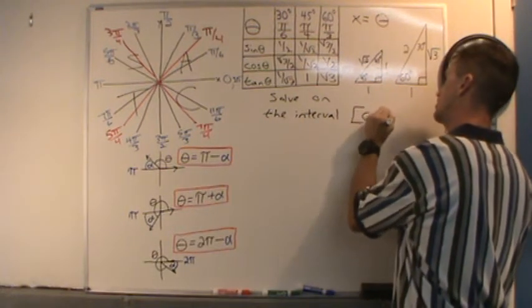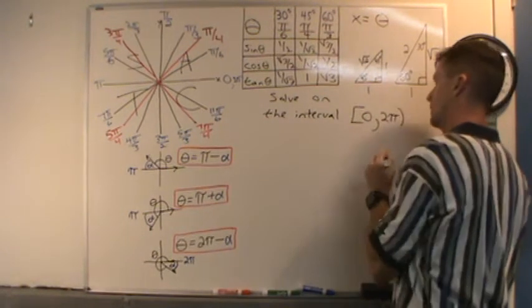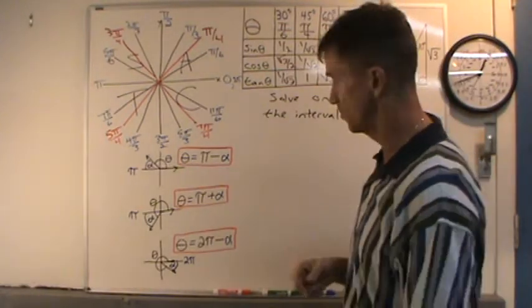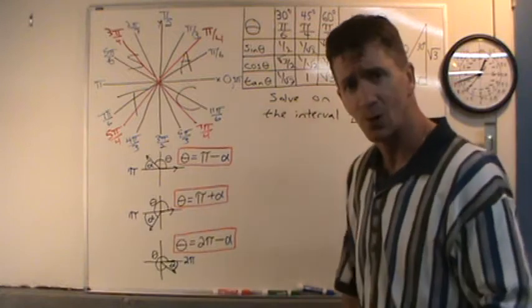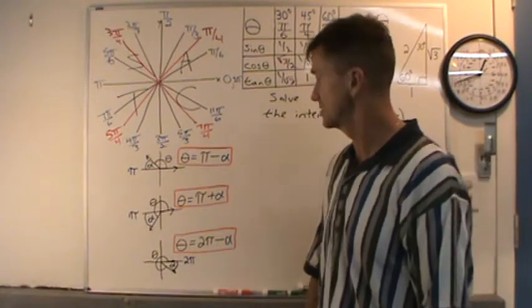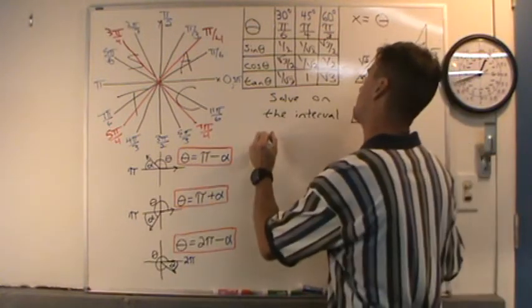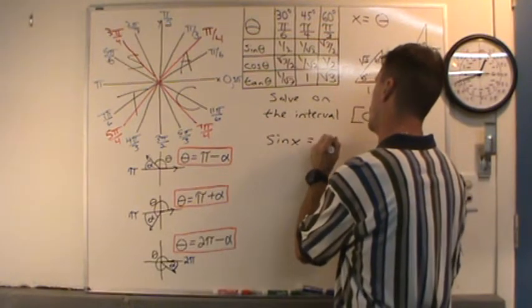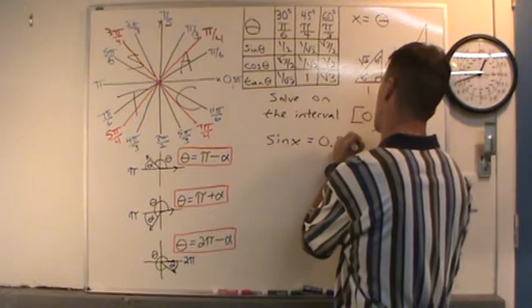From 0 to 2 pi. All right, so it looks like we'll get 2 solutions. We won't put the plus 2n pi or plus n pi like we did with the tangent function. All right, I need you to solve this problem. Sine of x equals 0.8654.